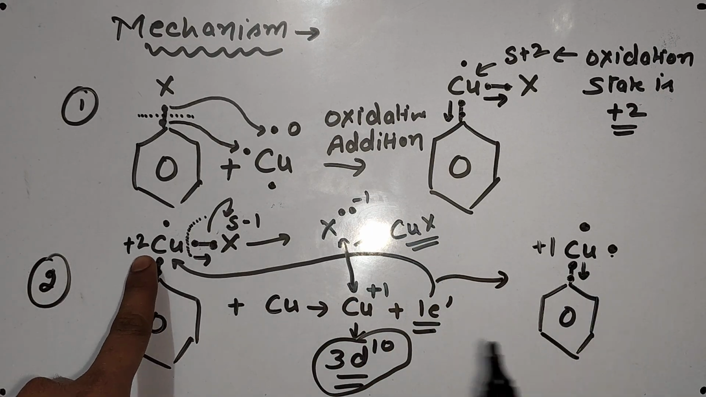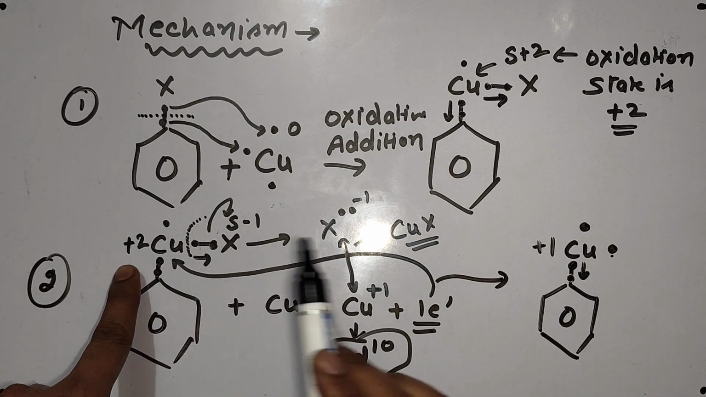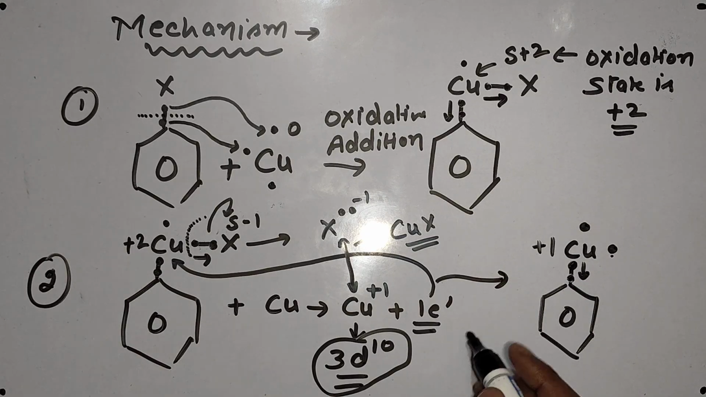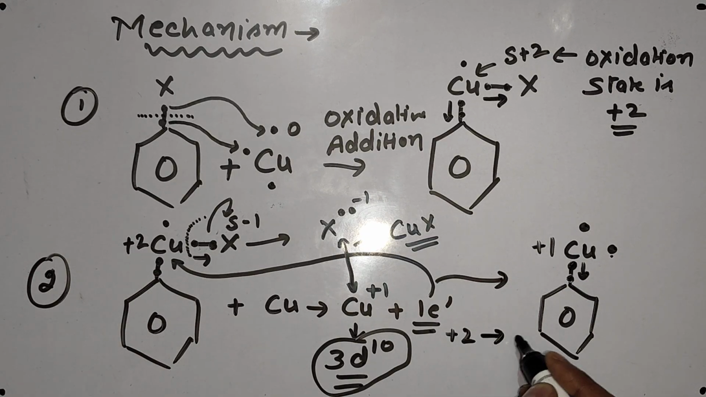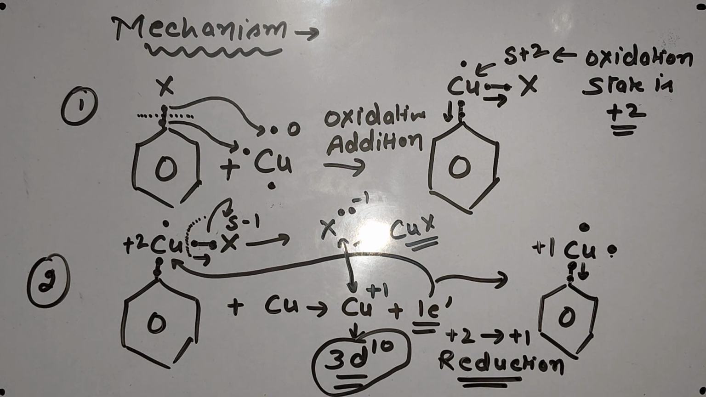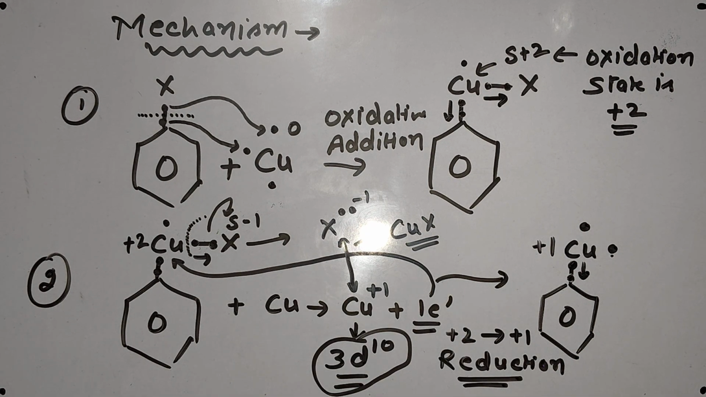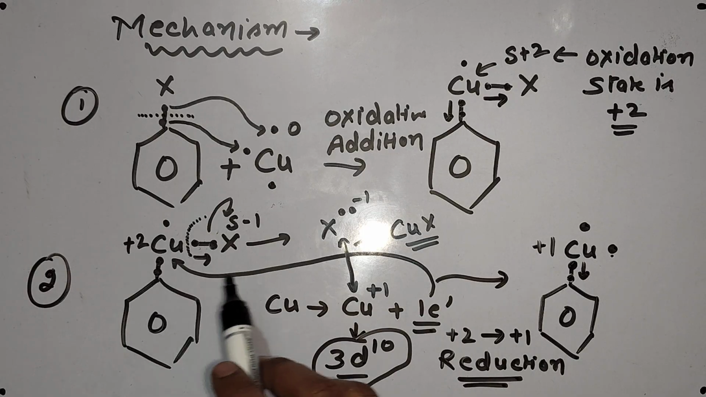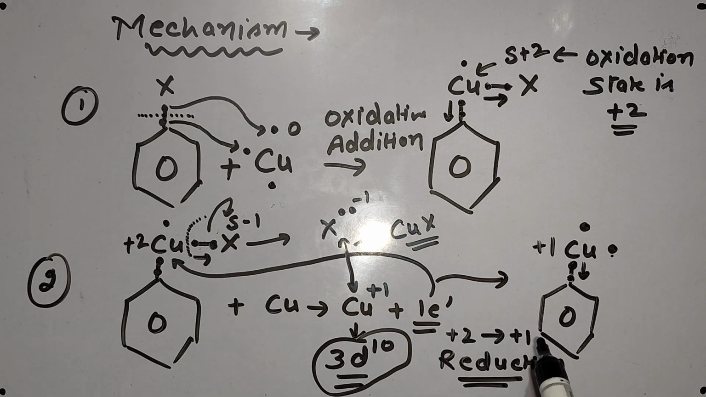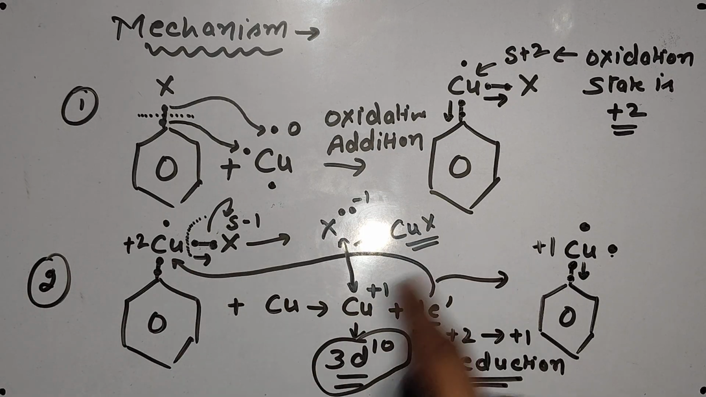Now please be careful. From +2 to +1 the oxidation state has changed. A decrease in oxidation state means reduction. An increase in oxidation state means oxidation. A decrease in oxidation state means reduction. So in the second step, what is happening? Reduction of this copper is happening. Third step.